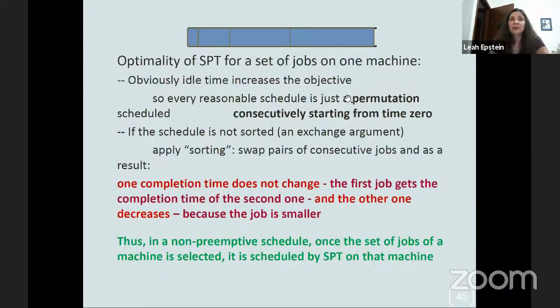So I keep drawing this figure for one machine, which means that if you already know what you assign to some machine, there's no reason not to use SPT. But you may preempt if it is preemptive and remove parts between machines. And for the non-preemptive case, you still need to split the jobs and partition them between the machines.